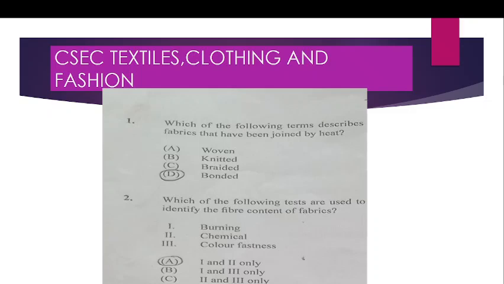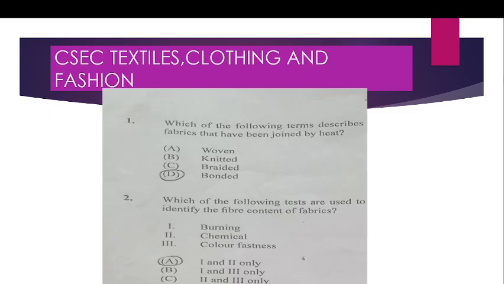You have knitting. Knitting is done using needles and yarns, and braided is way out because braided takes place where you have three or more different materials, or in this case, yarns being plaited together, right? So the most suitable answer is bonded.